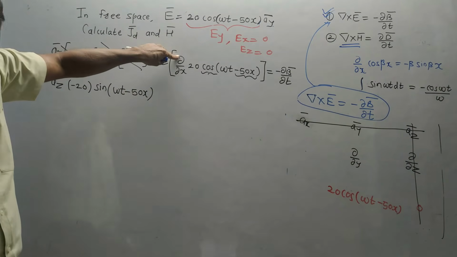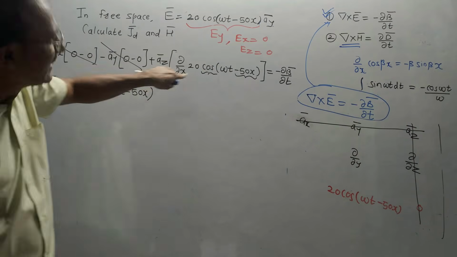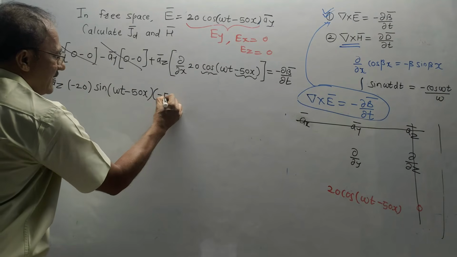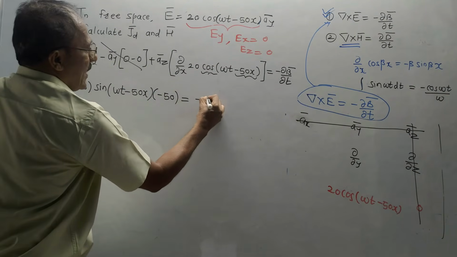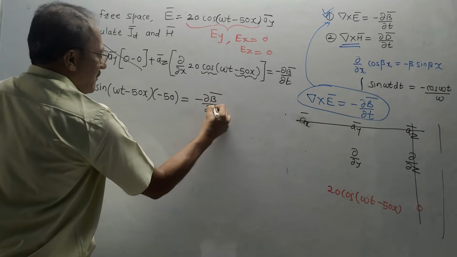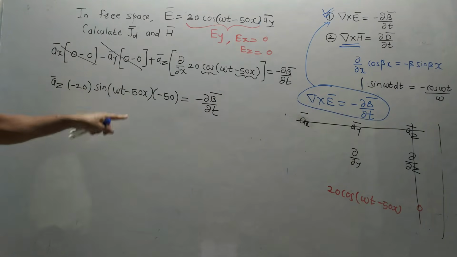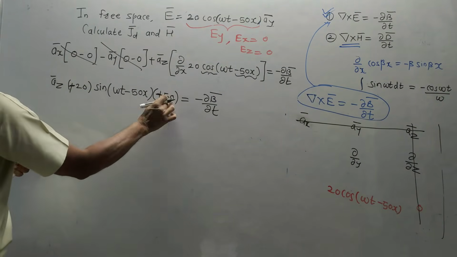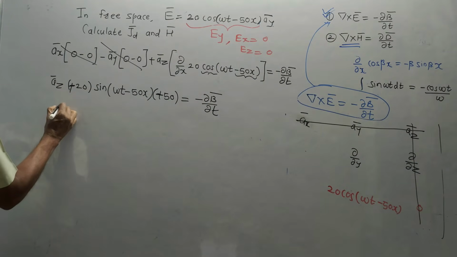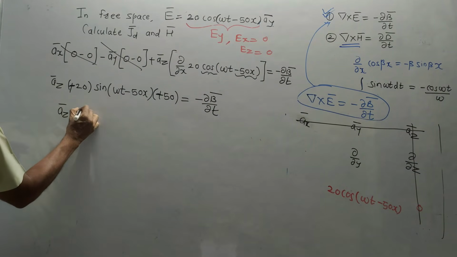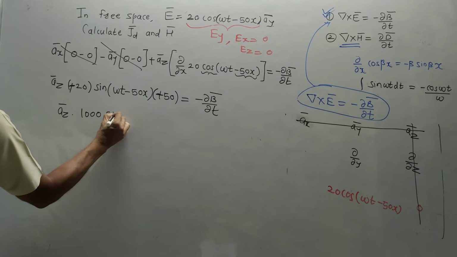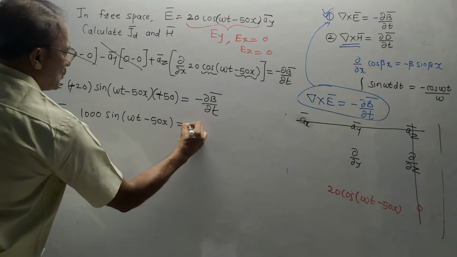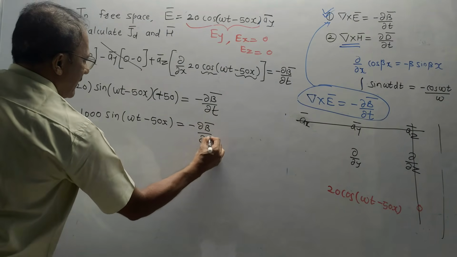Do remember, you are differentiating with respect to x, and the term related to x is minus 50x. So I need to multiply this by minus 50, which is equal to the RHS term, that is del B bar by del t. Now I need to simplify it further. This minus sign and this minus sign become plus. 50 into 20 is 1000. So I'll write it like this: AZ bar into 1000 sine of (omega t minus 50x) is equal to minus del B bar by del t.